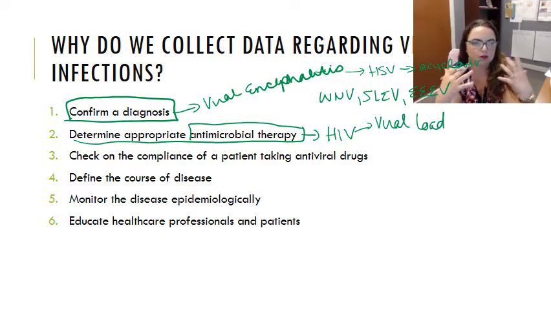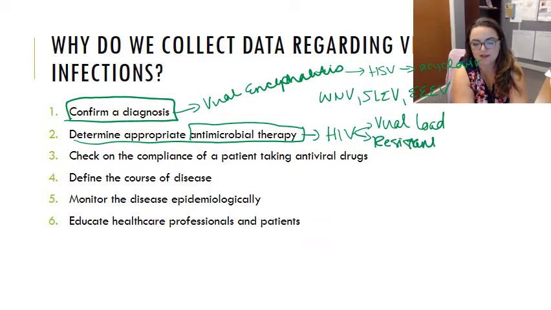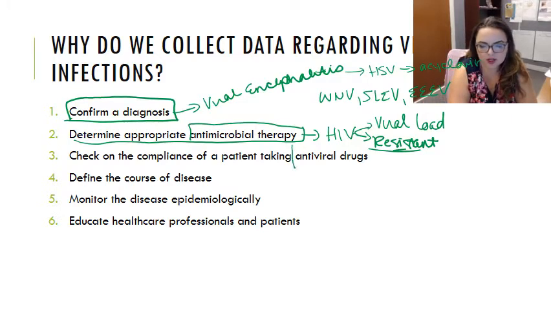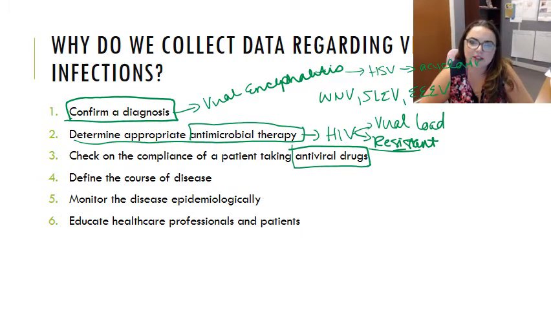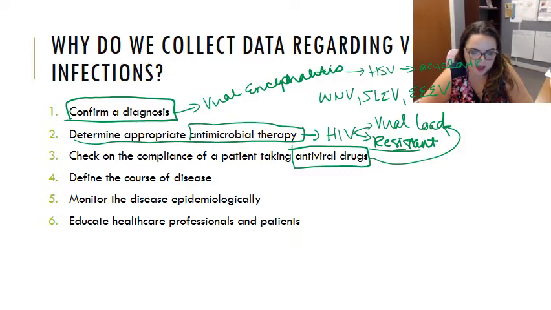Because we currently, thankfully, treat HIV at a very high level, there are certain strains out in the population that are resistant to some of our medications. So you don't want to put your patient on an antiviral that they are resistant to. You need to determine which antivirals will be best suited to treat that viral infection. You're also going to want to check how well the patient is doing on that antiviral drug. Is it actually reducing their viral load? So that's another reason we might do this.